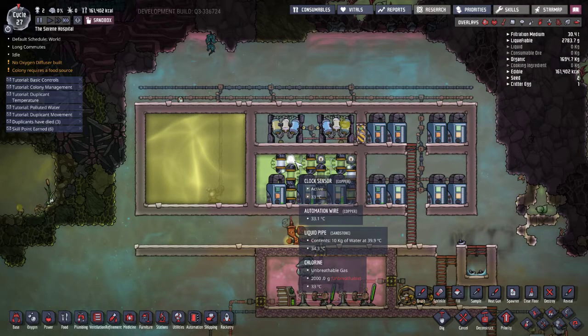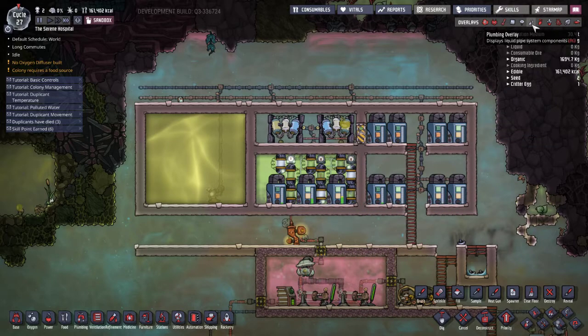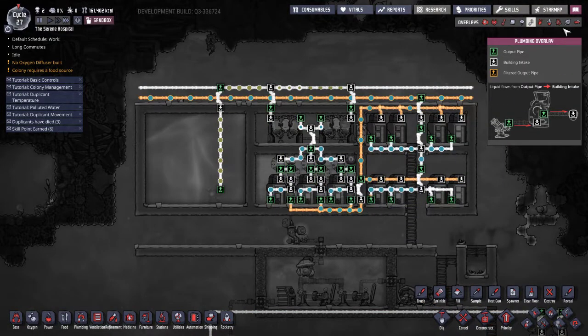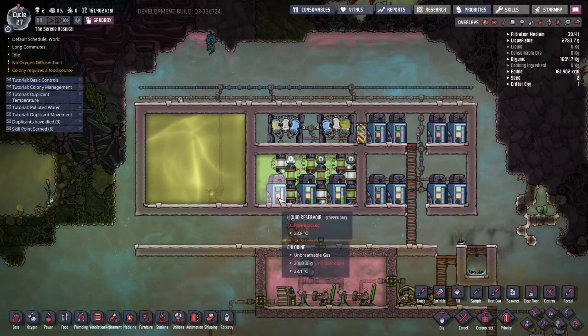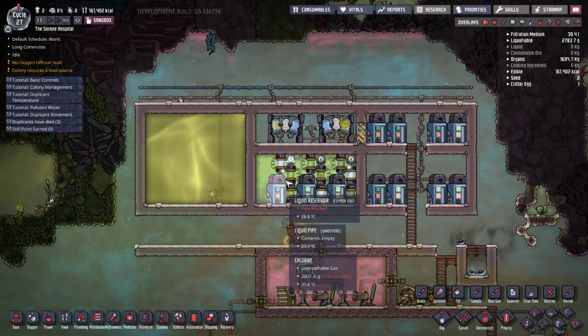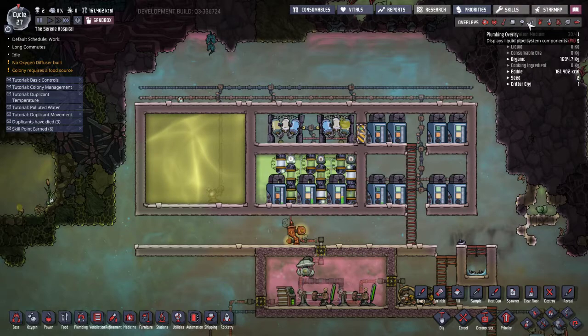Now, these shutoff valves are each controlled by a clock sensor. So during the first stage, after filtration, we have the filling stage, where a reservoir is filled with liquid. During the second stage, it goes through another liquid shutoff valve that is powered by the neighbor's clock sensor. Now if we look at the automation overlay, we should be able to see that.